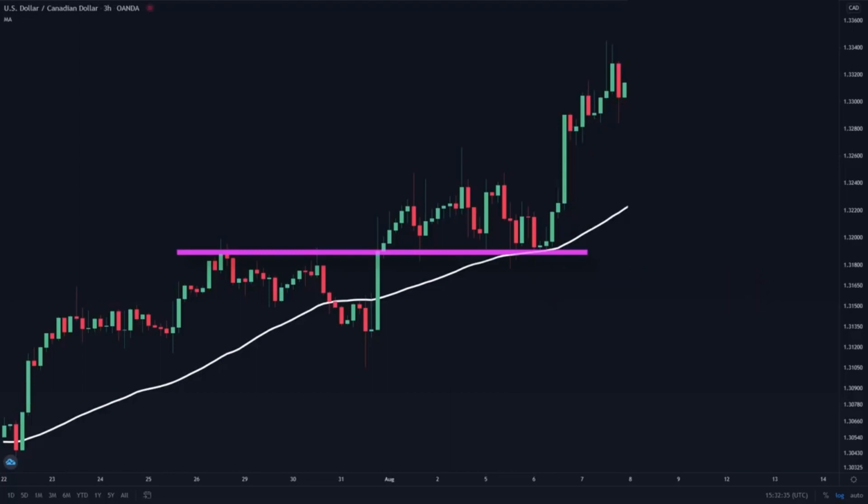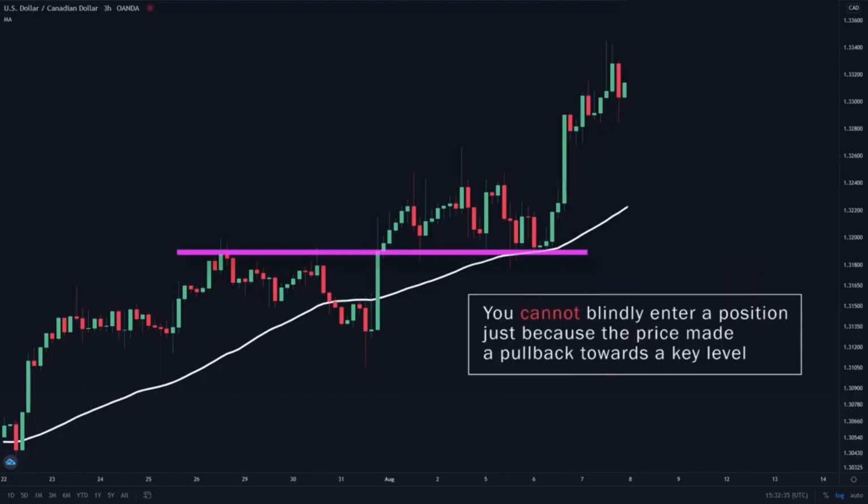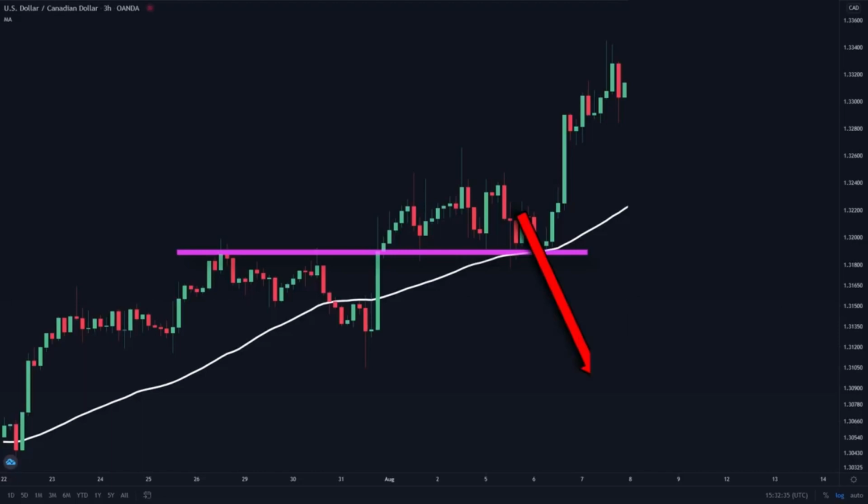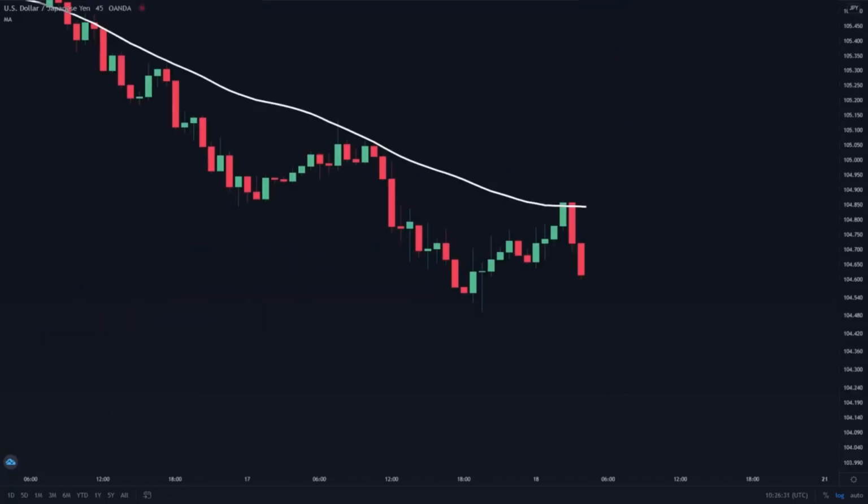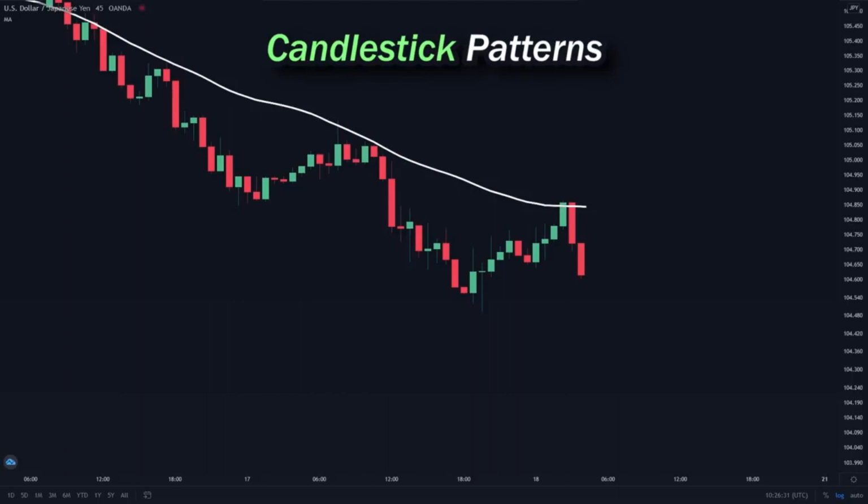But keep in mind, you cannot blindly enter a position just because the price made a pullback towards a level. Prices can still break through it and continue downwards. And that is why you need to use other confirmation techniques before entering a position. And one of the confirmation techniques that we can use are candlestick patterns. Let me show you an example.